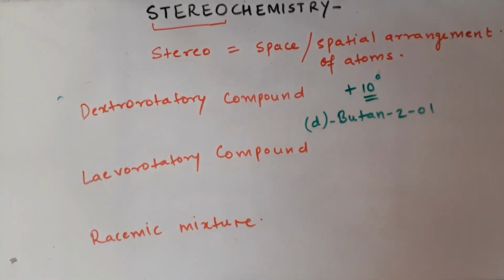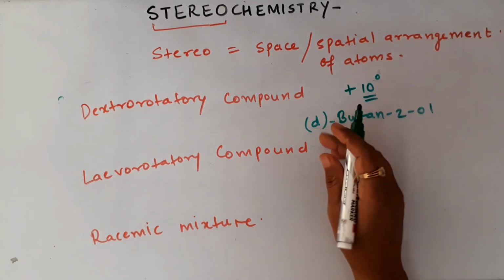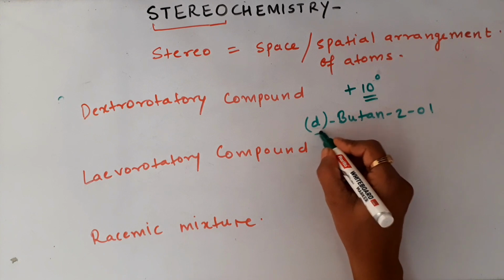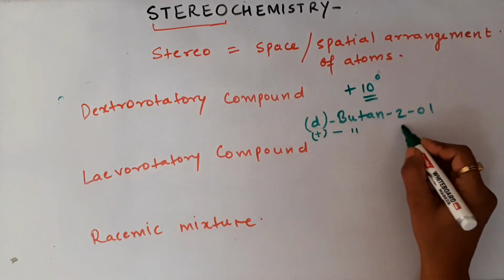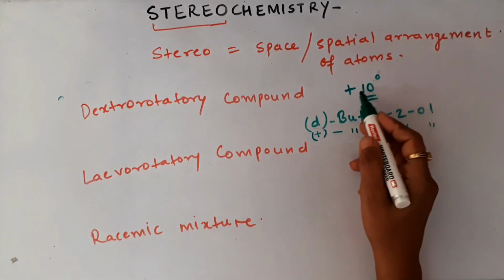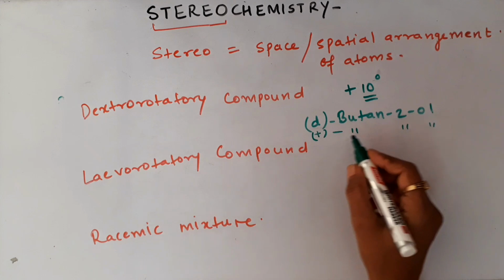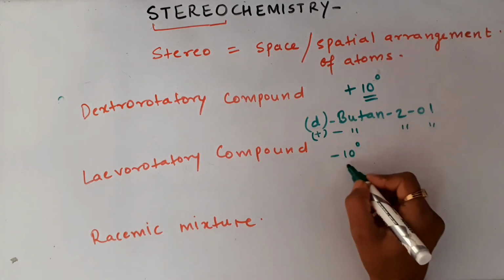So how to write the symbol of such compound is writing the letter D and the compound's name. Instead of writing D, we may also substitute it by writing plus sign. So these are the two different ways in which we can denote a dextrorotatory compound. Same way, the other half of the compound, that is the mirror image of that compound, A dash, was rotating the light by minus 10 degrees.